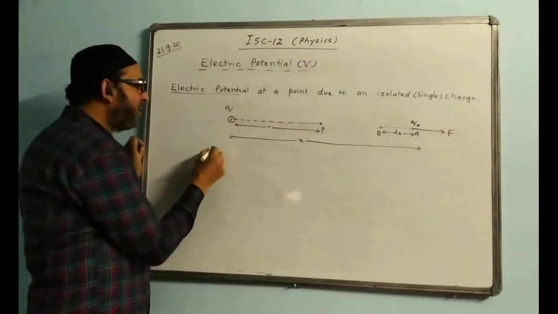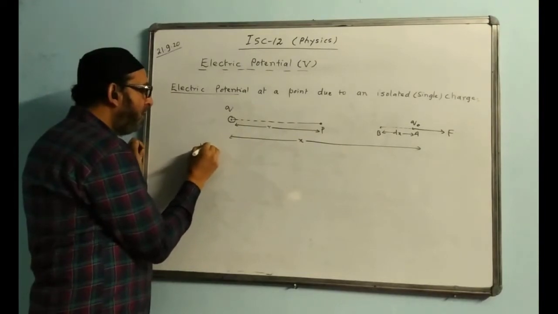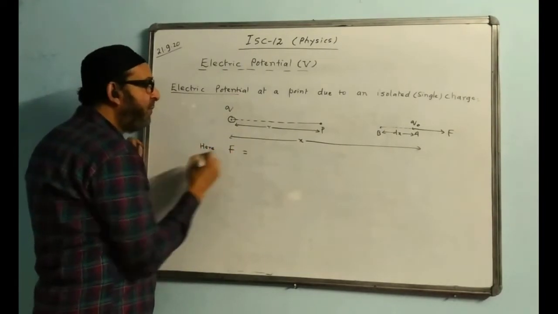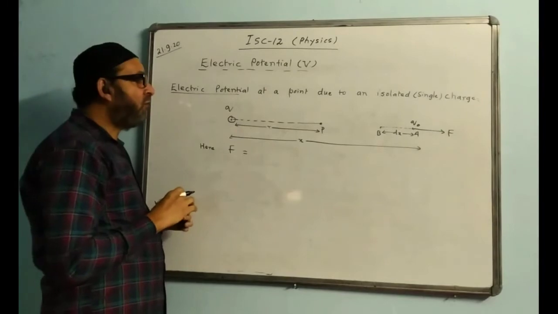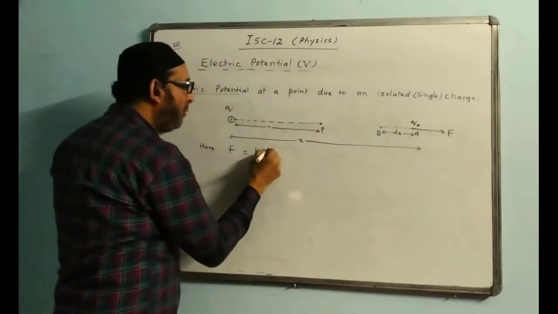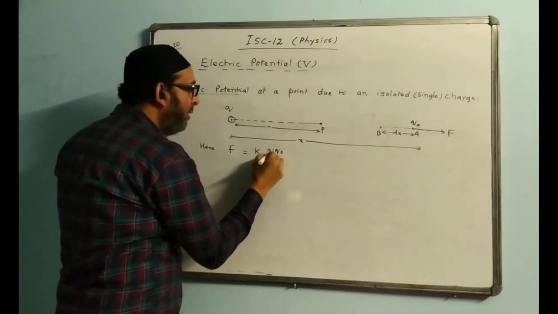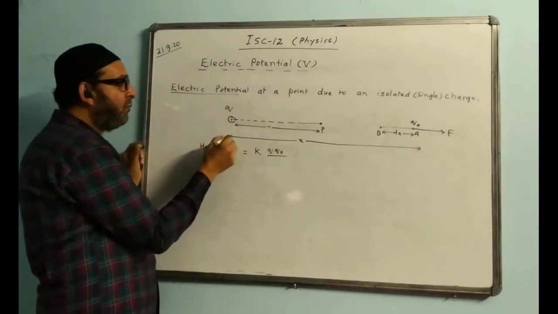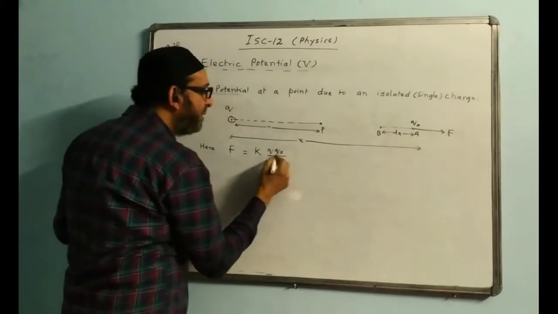Repulsive force. We will first add here F, which means force. The formula of force is K Q1 Q2, here Q naught, divided by the distance squared. What is the distance from here till here? I have taken the distance as x.